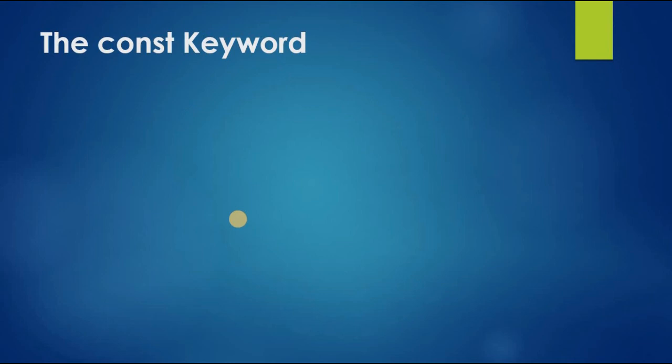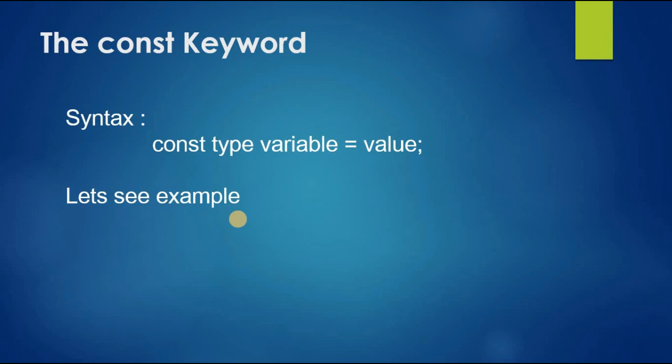Next we will see the constant as a keyword. While writing a constant as a keyword, we use const. The syntax for this is const type variable equal to value. Now we will see one example for the const keyword. First, what is a keyword? A keyword is a word whose meaning is already explained to the C compiler.